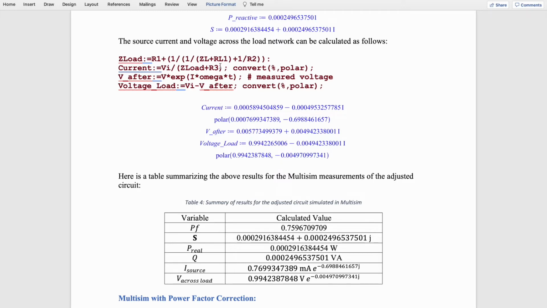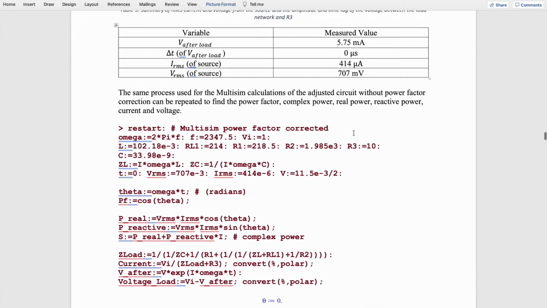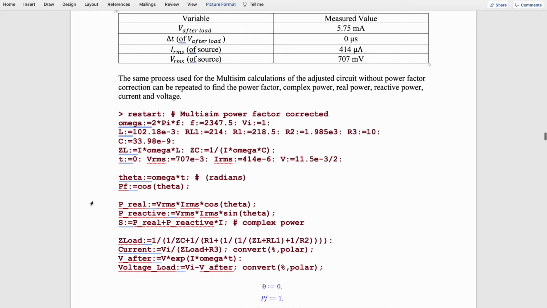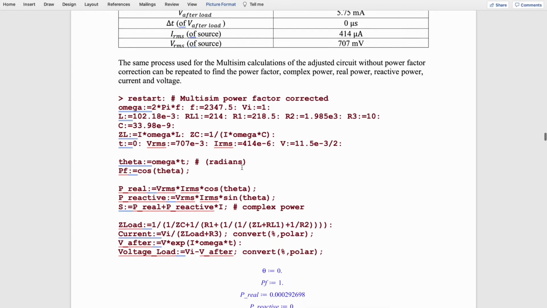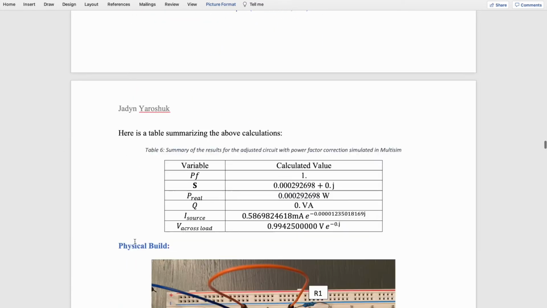And then for the voltage load and source current calculations, they're slightly different from the analytical approach, since we have V after, which we measured, expressed as a phasor. The voltage load would be the V before minus the V after the load, and the current is just source voltage divided by total impedance. The same approach was used for the adjusted circuit with power factor correction, using the time lag, VRMS and IRMS, and that voltage after. The result is summarized below, and now we have the physical build.